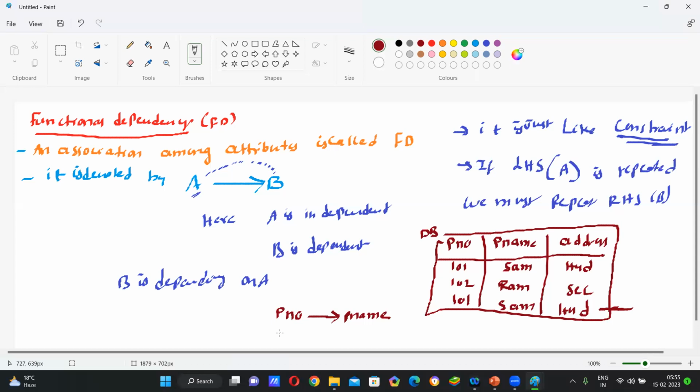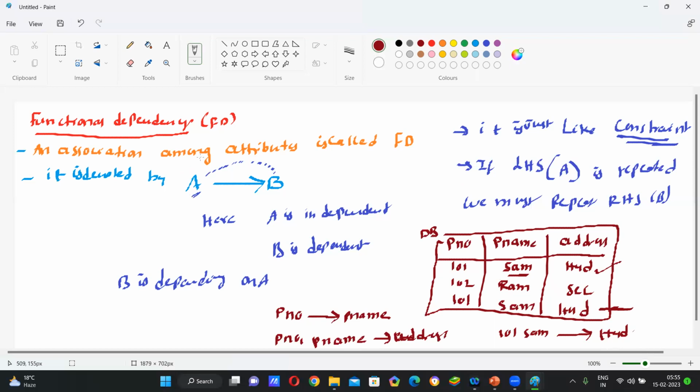Take one more FD. Suppose PAN number and person name are repeated, we must repeat the address. Suppose the 101 Sam record is repeated, we must repeat address. What is the address of Sam? Hyderabad. It is called FD.